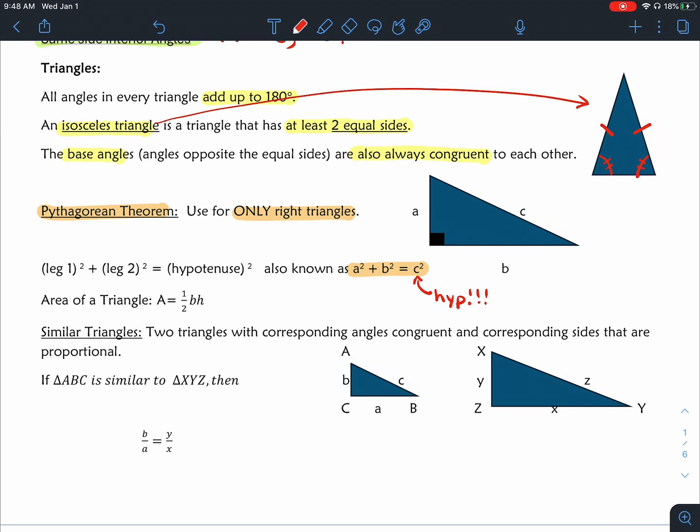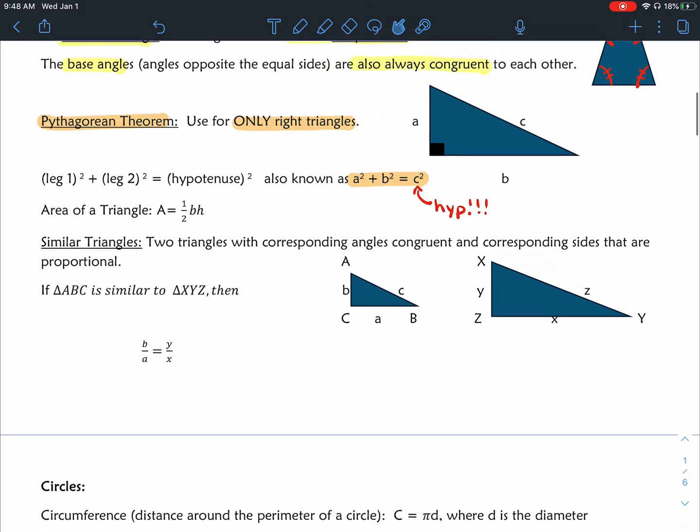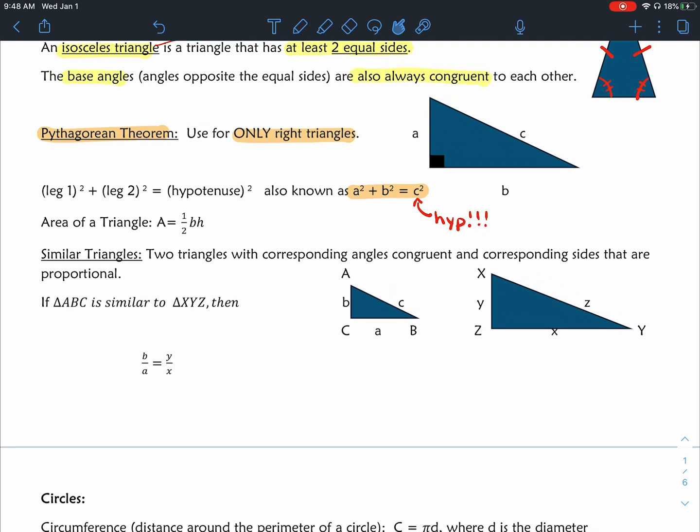Okay, and then I want to just take a look here with you at what are called similar triangles.